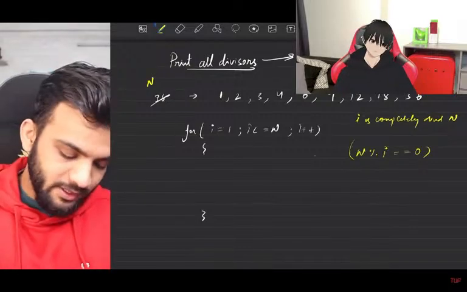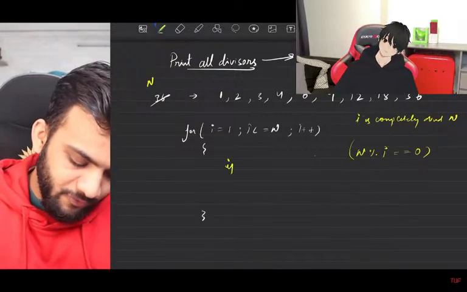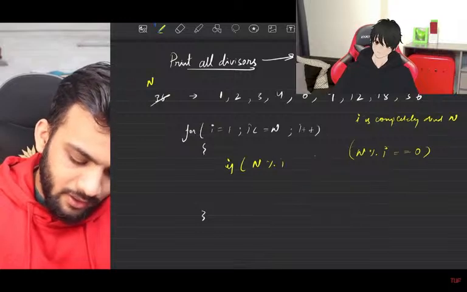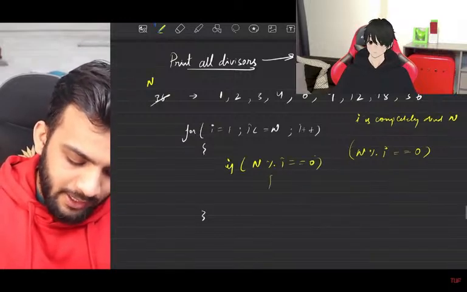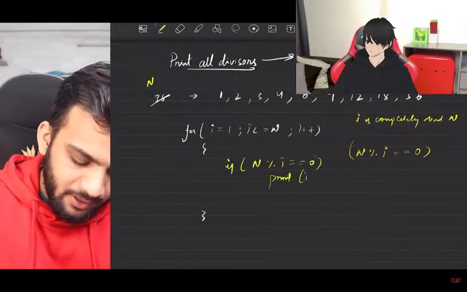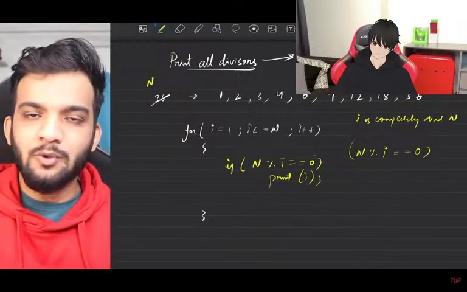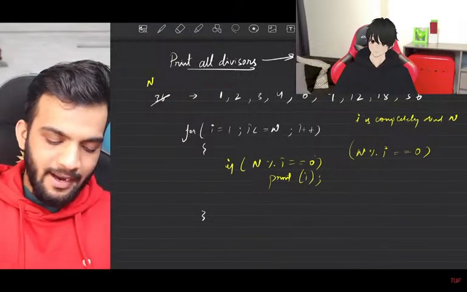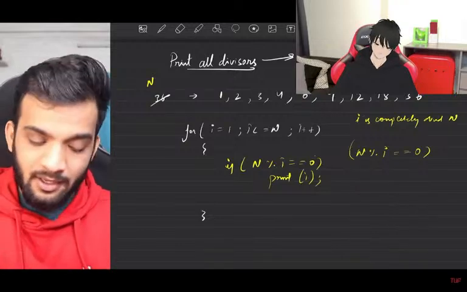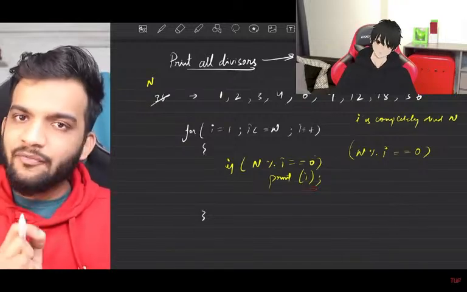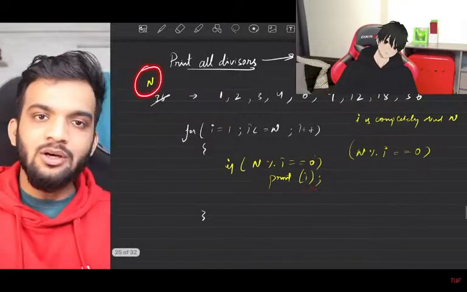So what I will do is I'll say, okay, if n modulo i is equal to 0, I will go ahead and print i, with cout in C++ or System.out.println in Java. In this way, I'll be able to print all the factors of a particular n.